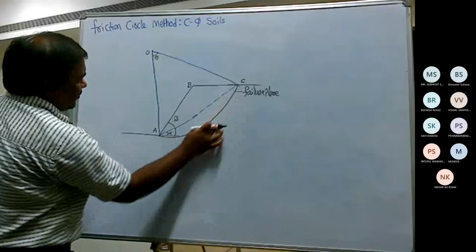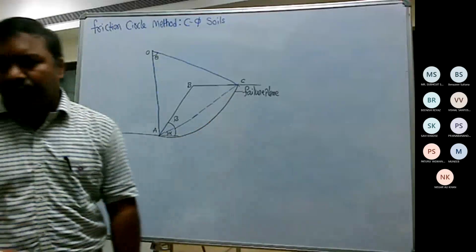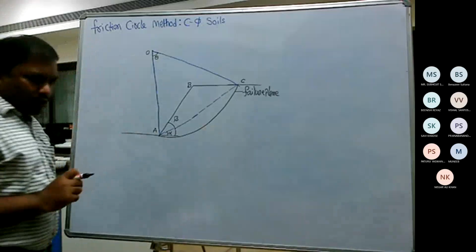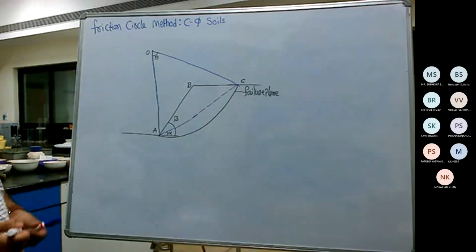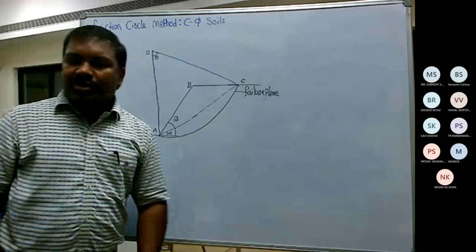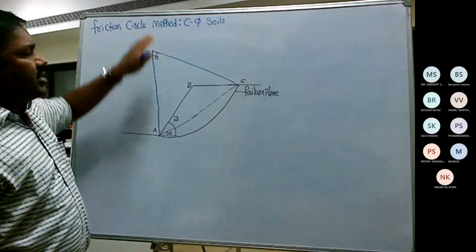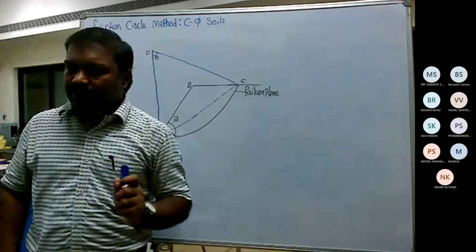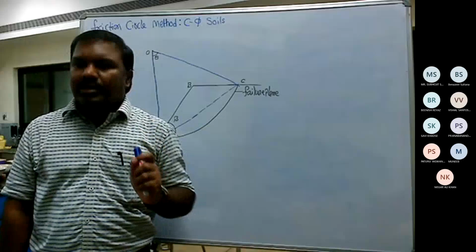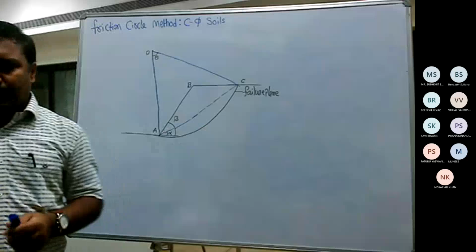Now suppose this is the failure plane, and assuming that the failure plane moves in a circular motion, the rotational failure, then we have to have the center of the circle, that is O. Now if you compare this method with the other methods, the additional component involved is the concept of the friction circle, which has been used to determine the least possible factor of safety value.